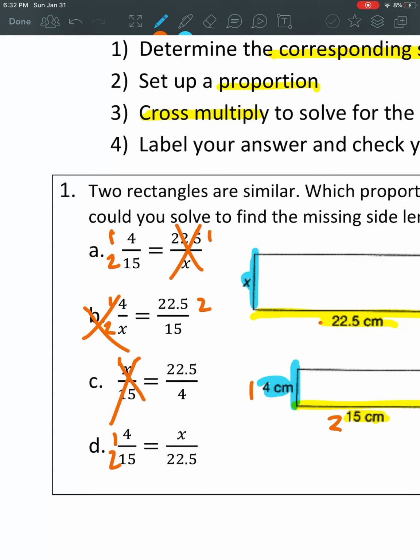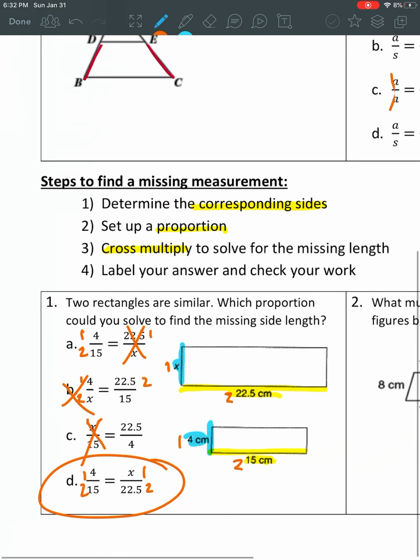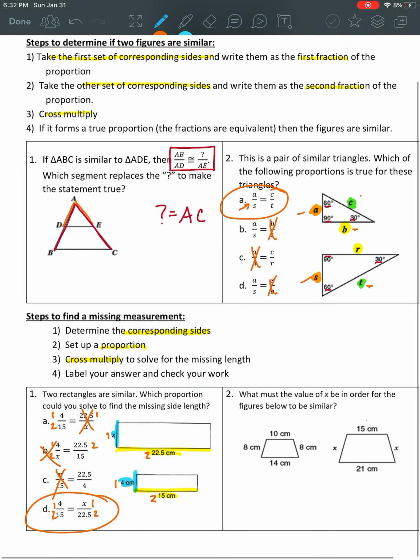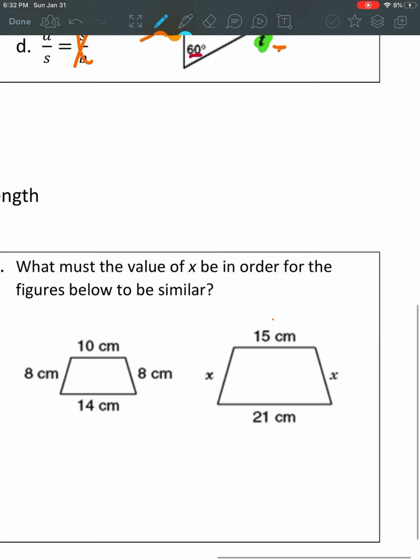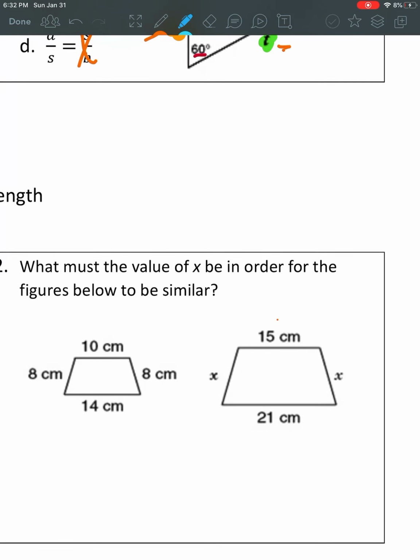4 to 15. So now let's see, those are both coming from the bottom shape, and we can do that as long as the top matches up. So on the top, we have to have that corresponding side length to the 4, which is correct, X, and then the corresponding side length to 15, which is 22.5. So D is how we would set up that proportion.